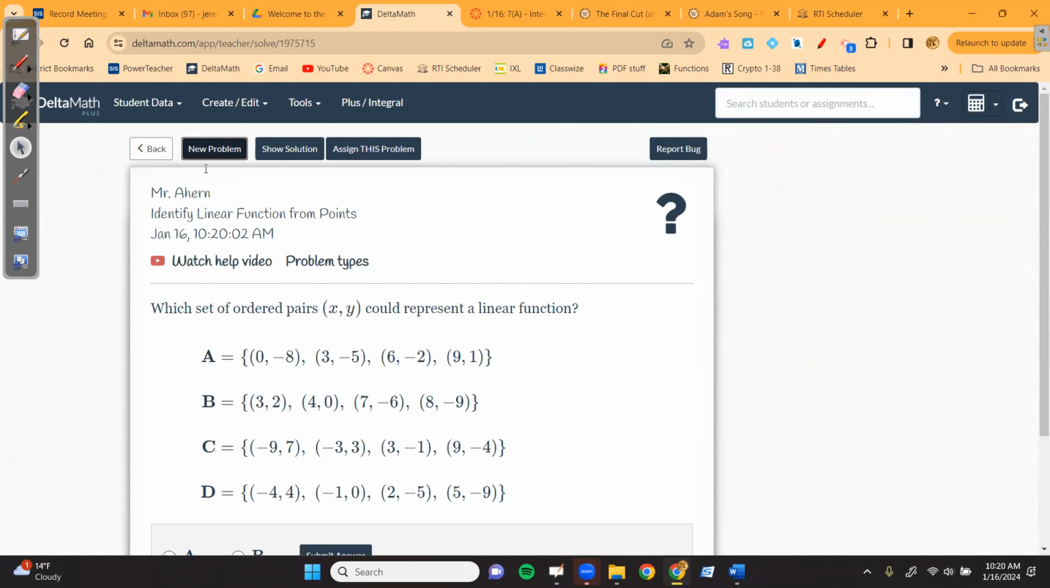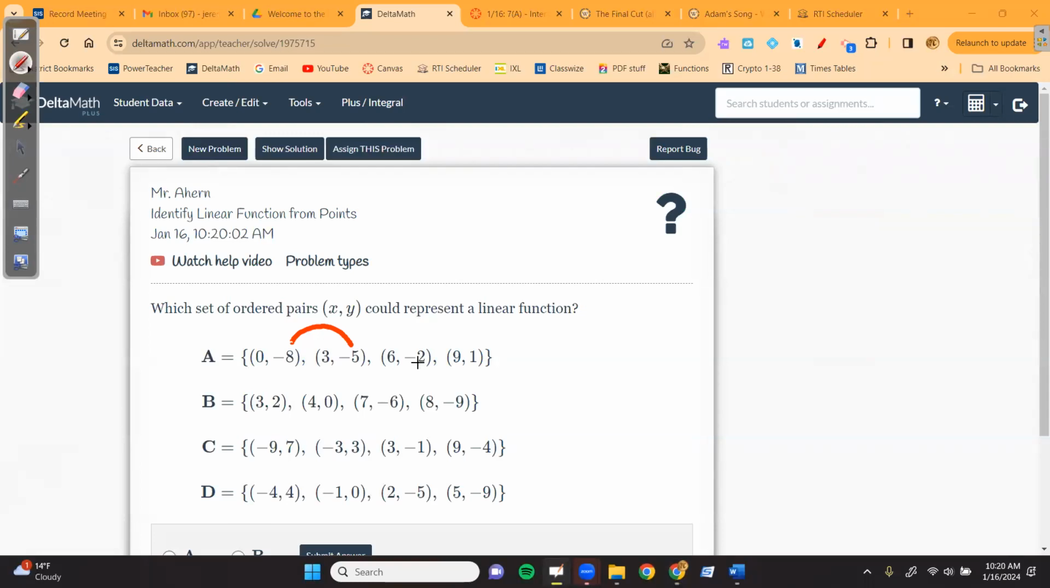What pattern do you see in the X's? Go across all the points in A. Tell me, what do you see when you go from X, X, X, X? So the X's go up by 3. That's consistency. Let's see if we can find some consistency with the Y's. Do you see any consistency with the Y's?